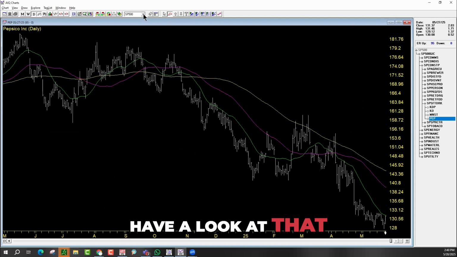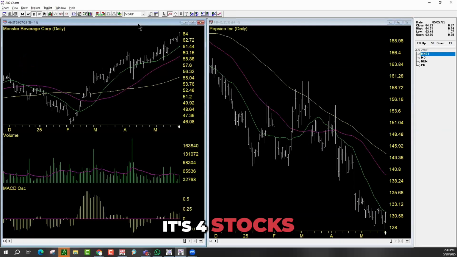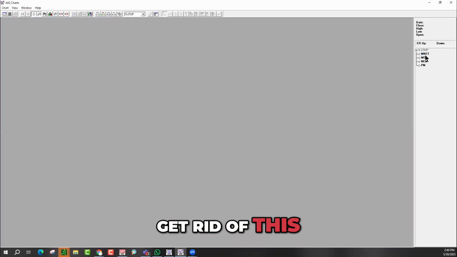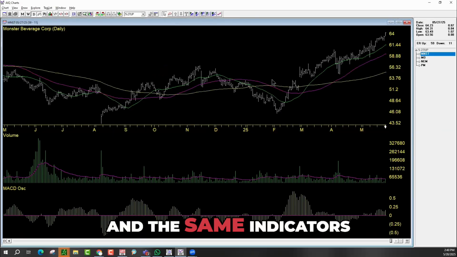So we'll just go and have a look at that. The two stocks, three stocks, this is 527 up. So it's four stocks because we put both of the tobacco ones in there. Let me get rid of this. And we'll start with the Monster Beverage and the same indicators with the volume and the MACD oscillator.